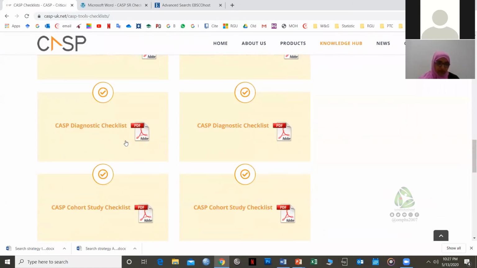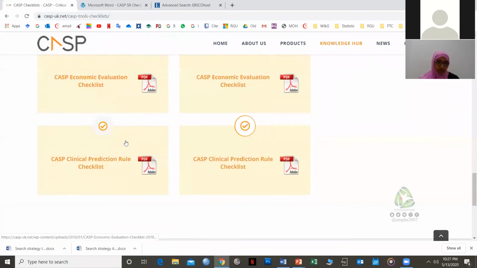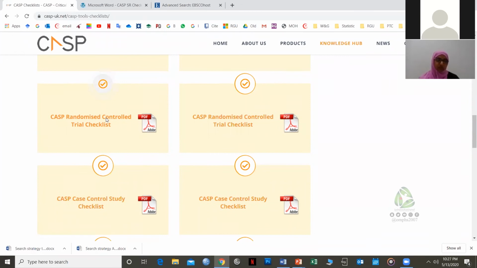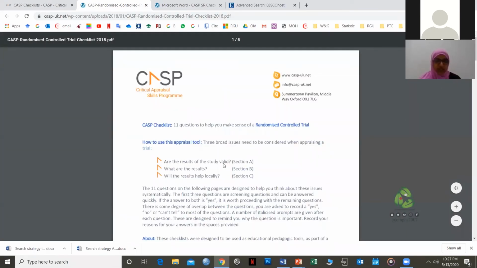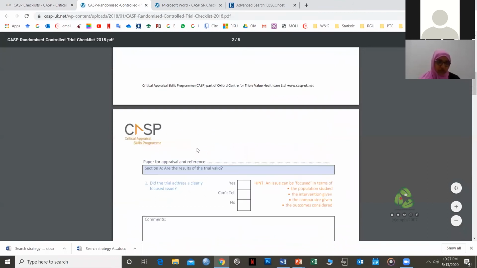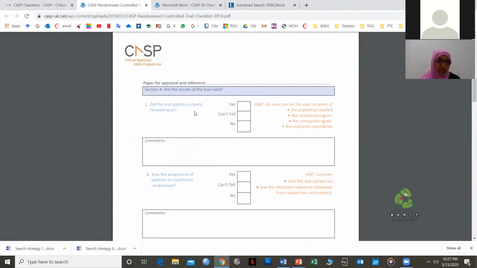If we pick one of these, say maybe the randomized controlled trial checklist, it's very easy and to the point questions. So if you see question number 1, did the trial address a clear focused issue? And it gives you here the hints of what they mean by this question. The population was mentioned, the intervention was given, there was a comparator, the outcome was considered. So if yes, you will tick yes. If you can't find a certain answer, then you can't tell if they did or not. And if it's a no, it's a no. And there is a place for you to write your own comments.